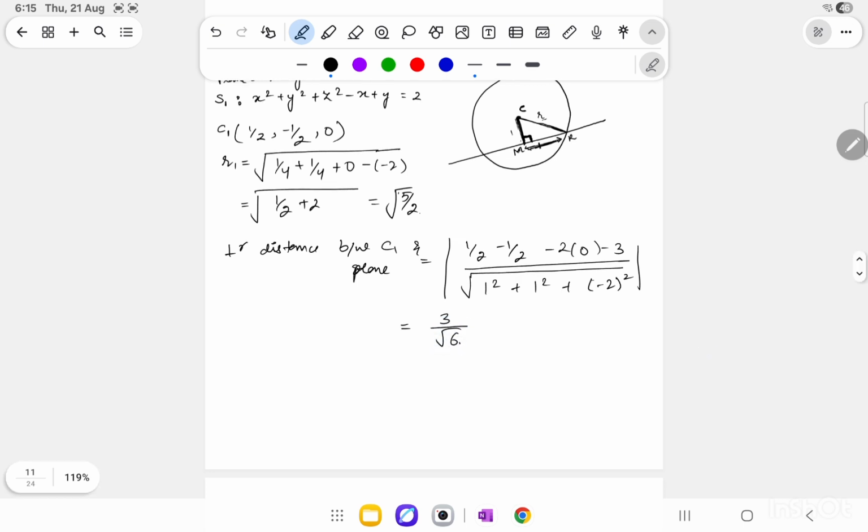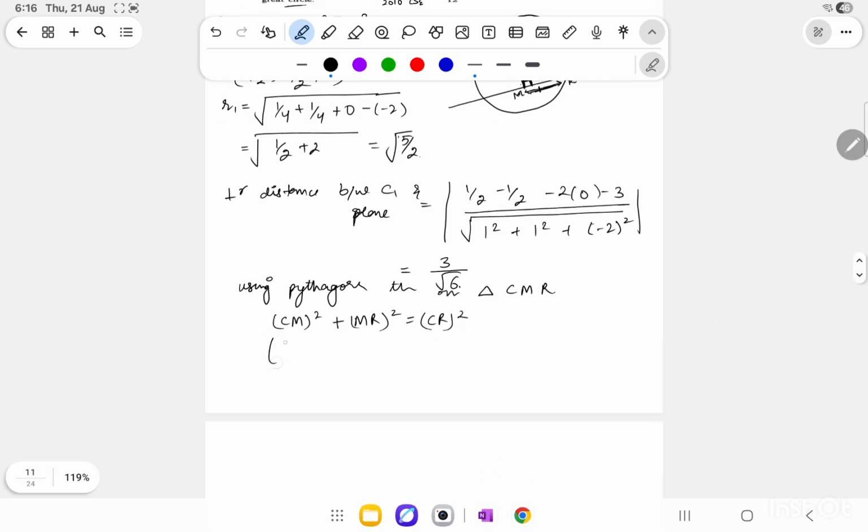So if I use Pythagoras theorem on triangle CMR, I'll get CM square plus MR square is equal to CR square. This perpendicular distance is basically my CM, so using that I'll get (3 by under root 6) square plus MR, which is what I'm supposed to find, equals CR.